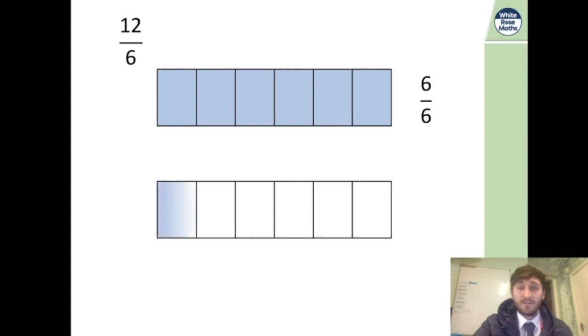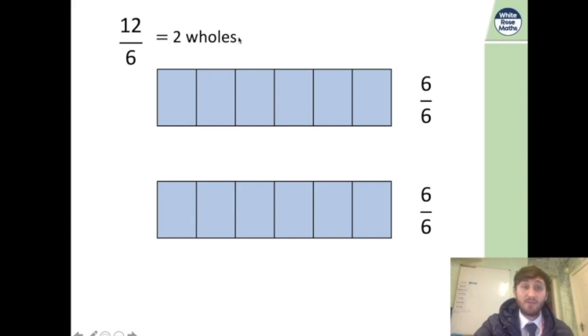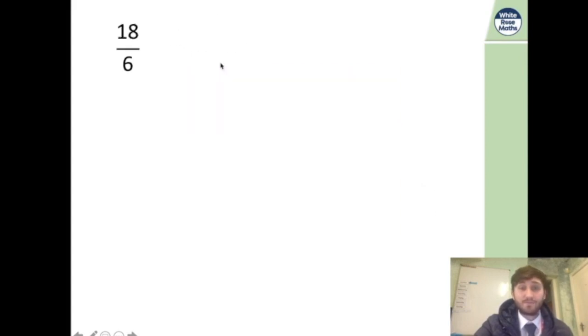And I've got my other shape split into 6 again with 6 sixths. So if I add these two up, I've got 6 sixths add 6 sixths. Remember, my denominator stays the exact same, and I just add my numerators together, and that would equal 12 sixths. Or I could say it equals 2 wholes.